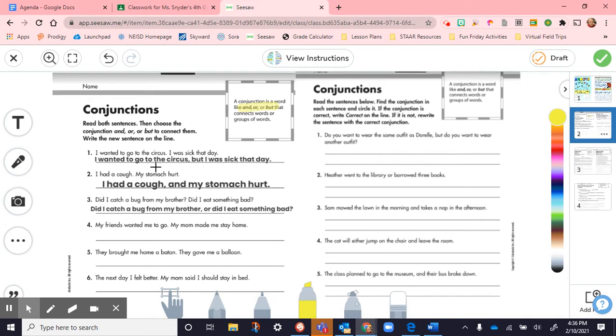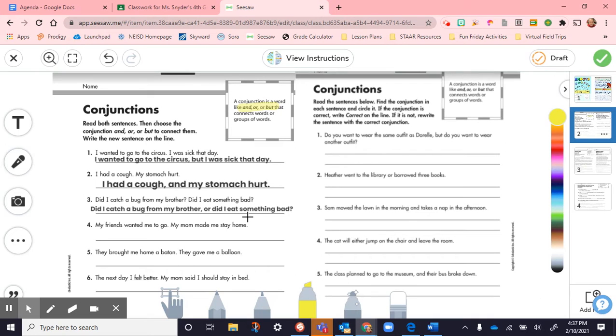Then you've got an example here for the word and, and an example here for the word or, where you're making a choice. On all of these, notice sentence 1, comma, fanboy, sentence 2.